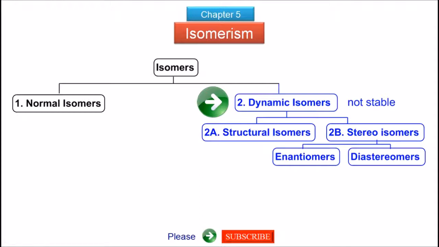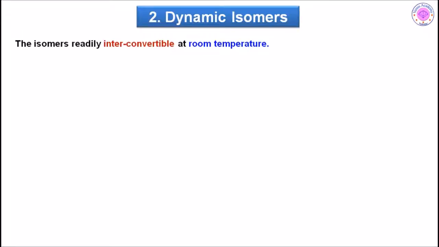Dynamic isomers are the isomers which are not stable at room temperature. What is isomerism? Isomers are the compounds which are having the same molecular formula. Dear friends, isomerism is a phenomenon where compounds having the same molecular formula and molecular weight are known as isomers, but they are different in the structural or spatial arrangement of the atoms.